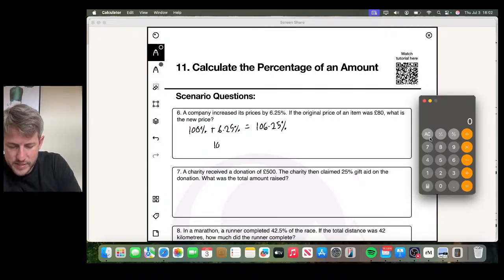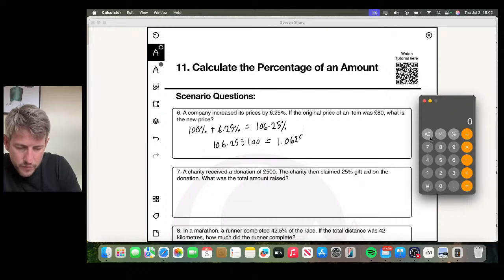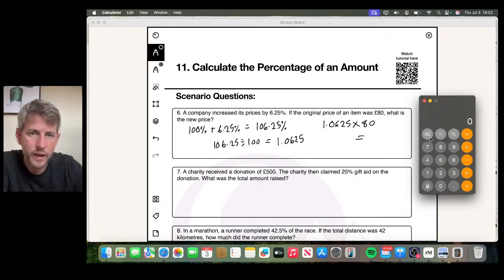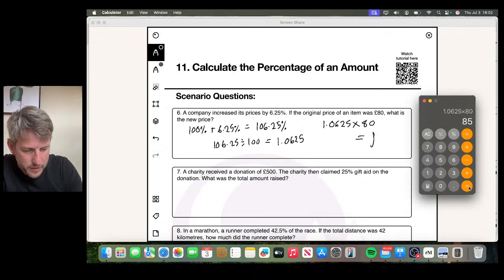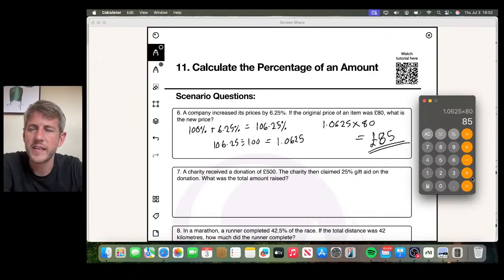So if I do 106.25 divided by 100, that equals 1.0625. And then we need to do 1.0625 multiplied by 80. And that will equal 85. Oh, that's a 5. And that's an 8. There we go. So the new price is £85.